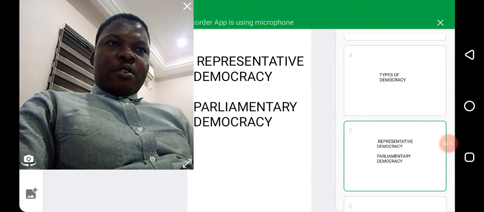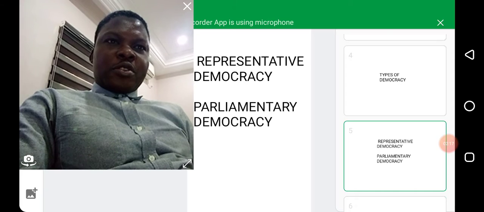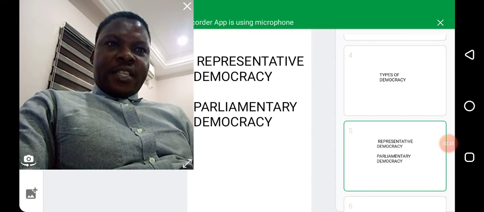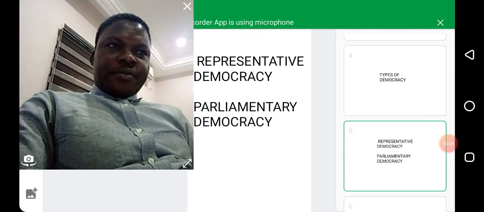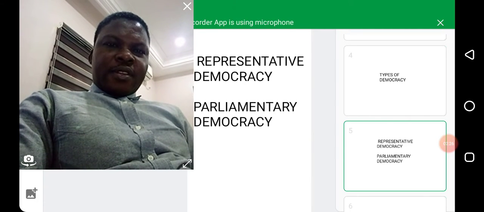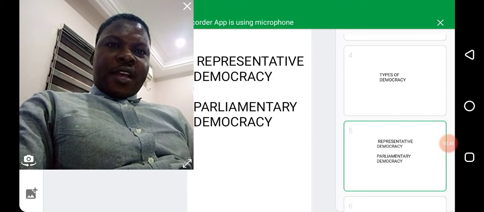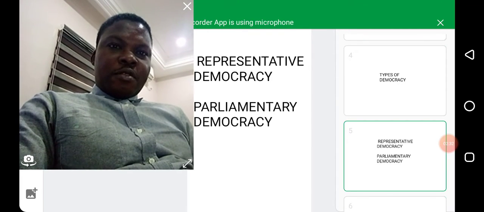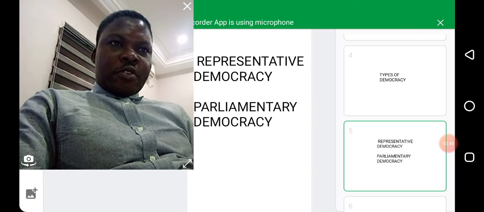Now, this small group of politicians are supposed to represent the needs and the thoughts of the people that voted them in. Don't forget that in Nigeria, before you are qualified to vote, you must have attained the age of 18 years and above. If you are below 18 years in Nigeria, you are not qualified to vote.